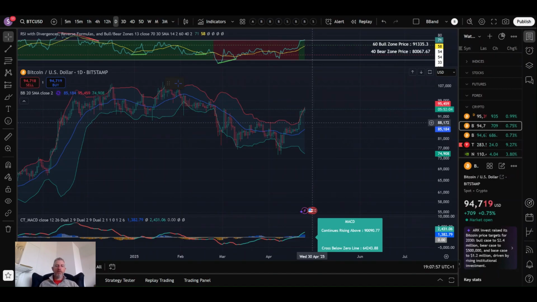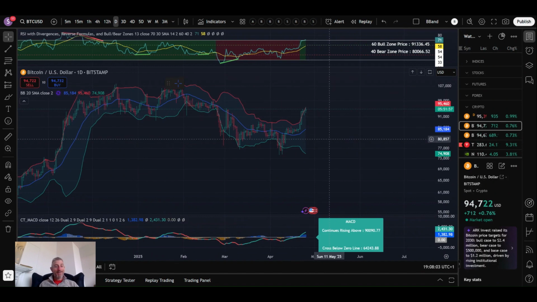And that would all make good sense for a pullback followed by more upside price action on the daily time frame. Will that occur? Again, that's in the future, so I don't know. But that would fit in nicely between the 4-hour and the daily, should that occur.